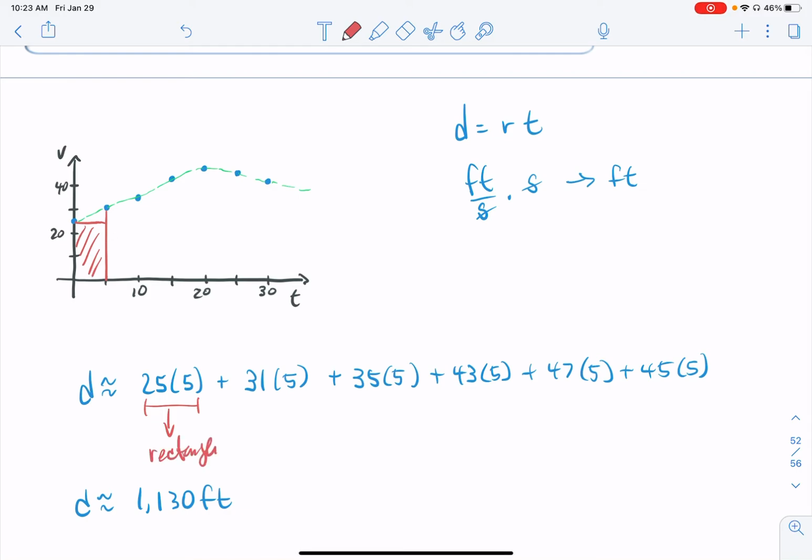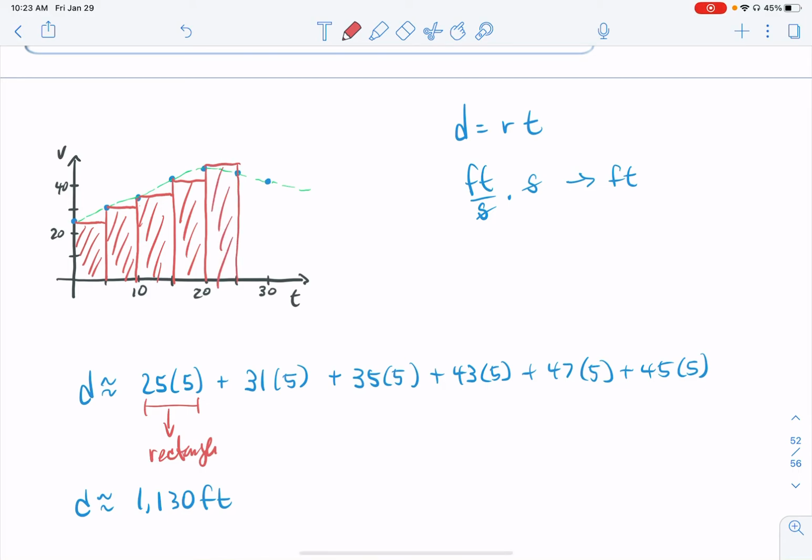Right, and then the next one would be 31 times 5. The 5 is down there at the bottom, and then I come straight over here and I make myself another little rectangle. And then I've got the 35 that I just drag straight over to make another rectangle. And then the 43. What's next? The 47. This one goes above by a little bit. And then one more up to the 30 seconds.